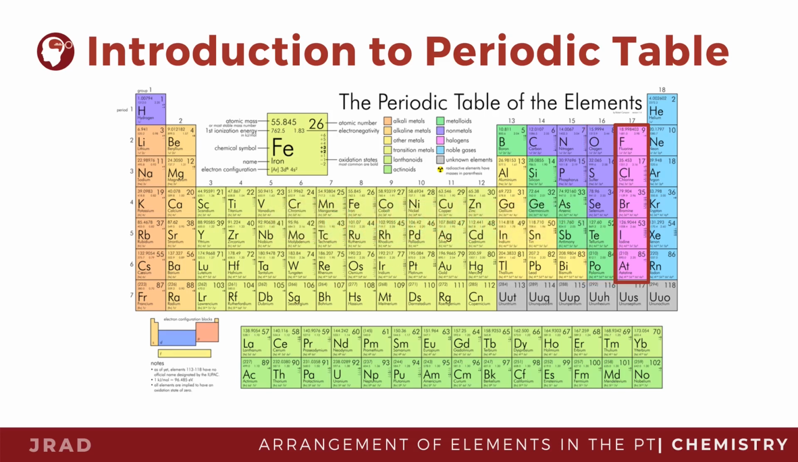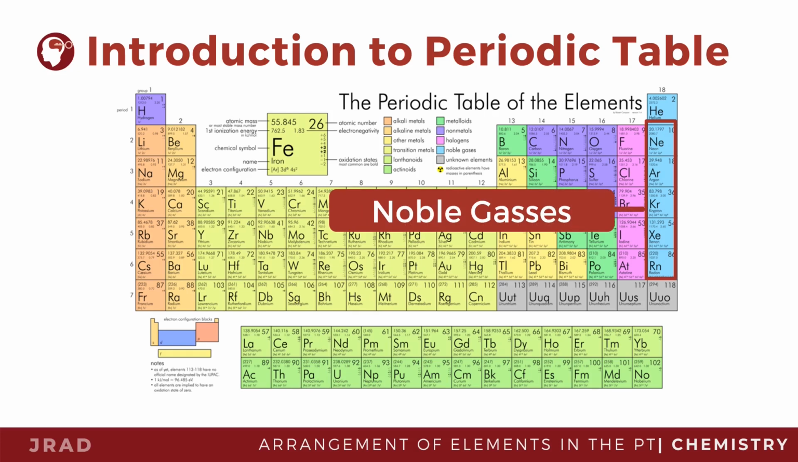The halogen group is composed of nonmetals which can easily react with alkali metals. The noble gases are composed of helium, neon, argon, krypton, xenon, radon, and oganesson. They are also referred to as inert gases because of their non-reactivity to many elements.